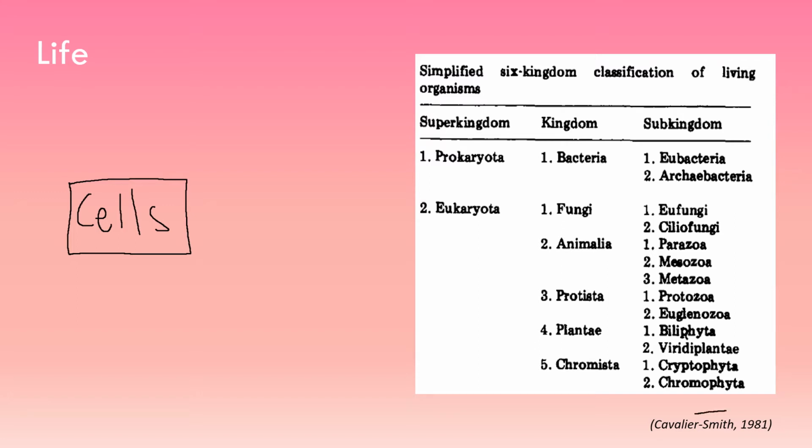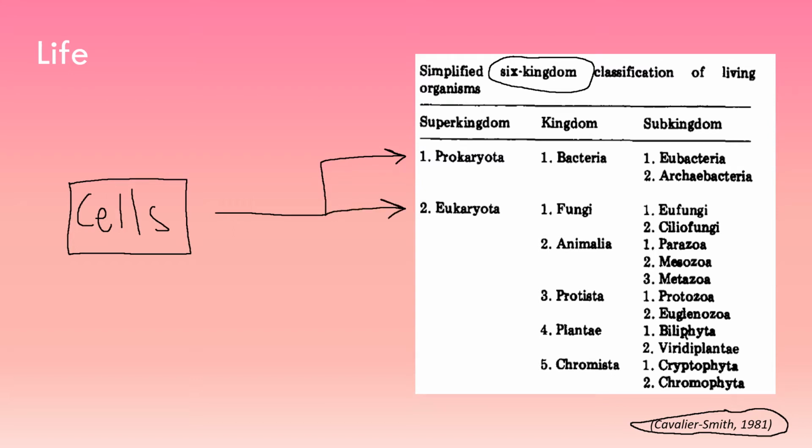This is from Cavalier-Smith, who's a famous scientist who came up with a classification of living organisms, and you can see that this is the 6 kingdom classification. But the first differentiation that he makes is that living things are separated into prokaryotes or eukaryotes, and that's why this sort of study, this topic, is very important, because it's the first distinction of living things. You're either a prokaryote or a eukaryote according to this system.